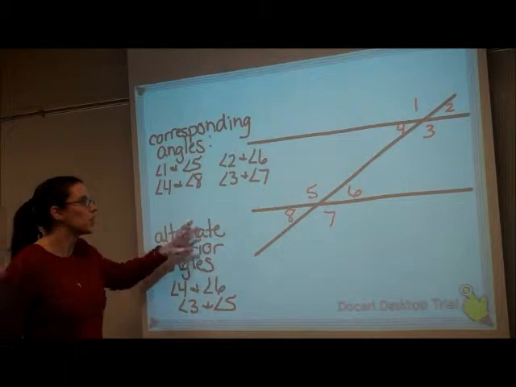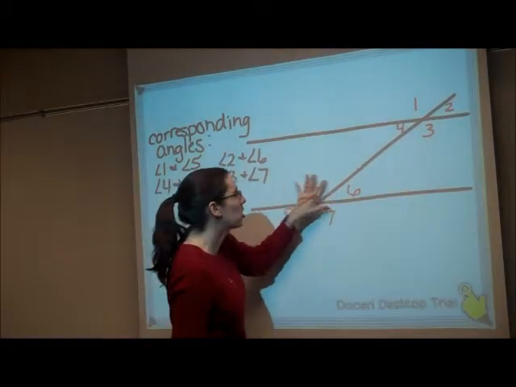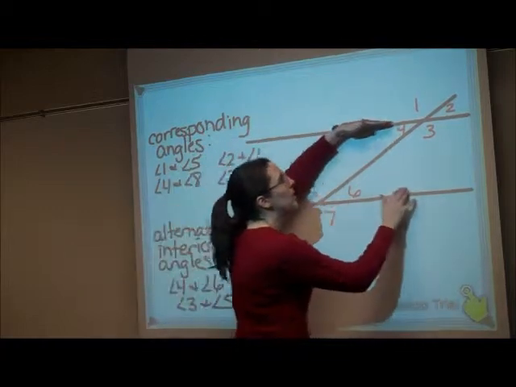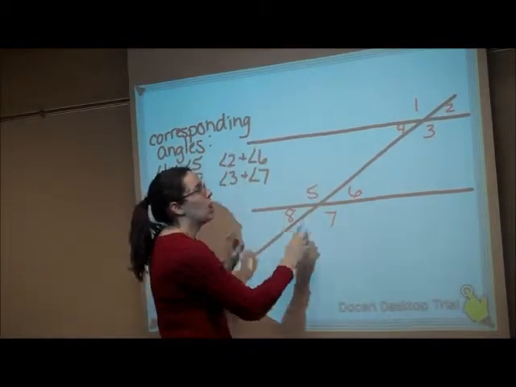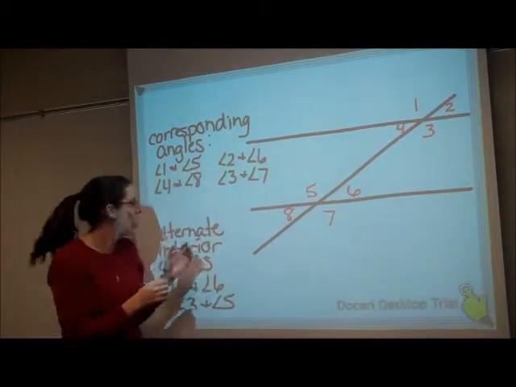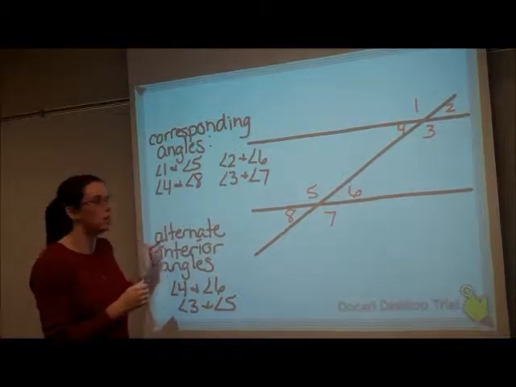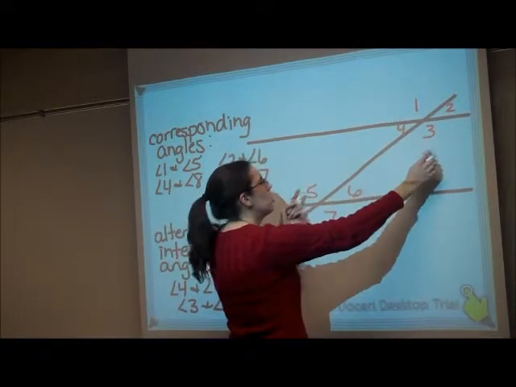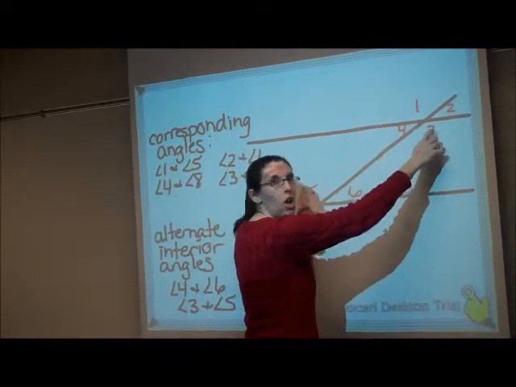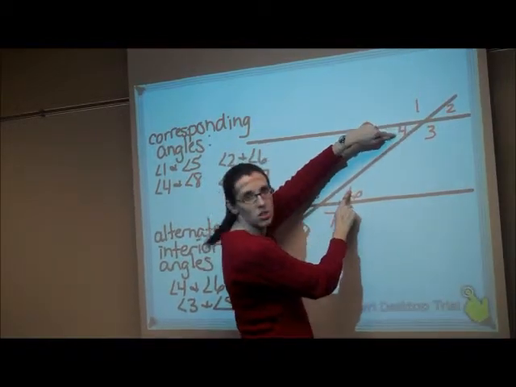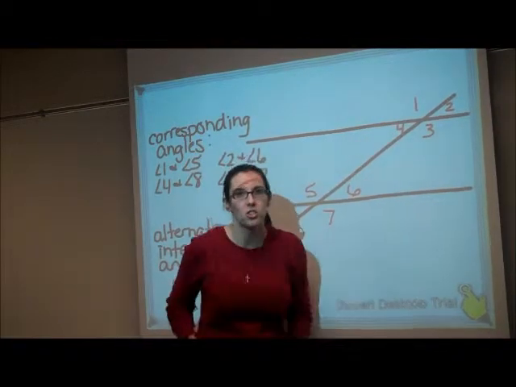So with interior, we're talking about angles that are in the interior of the parallel lines. So it's between these two parallel lines. So the only angles it could be are 4, 3, 5, and 6. With it being alternate interior, we want alternate sides of that transversal. So 5 and 3 are alternate interior angles. 4 and 6 are alternate interior angles.